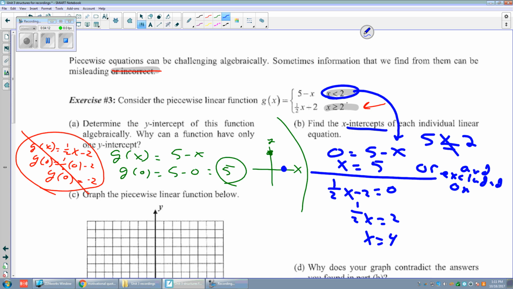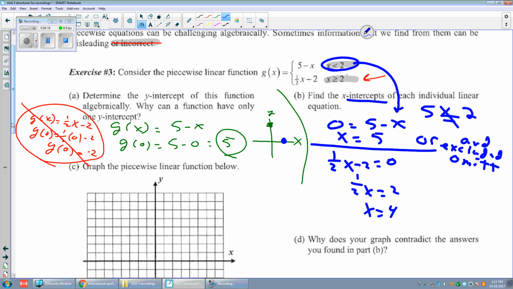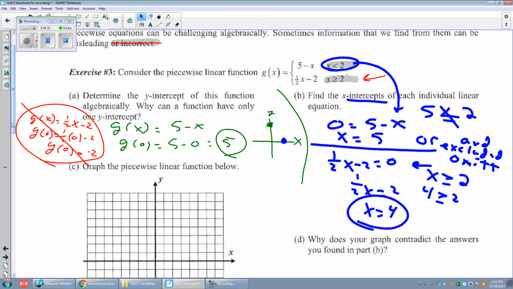Sometimes we say omit. For the second one, x has to be greater than or equal to 2. 4 is greater than or equal to 2. So this is the x-intercept.